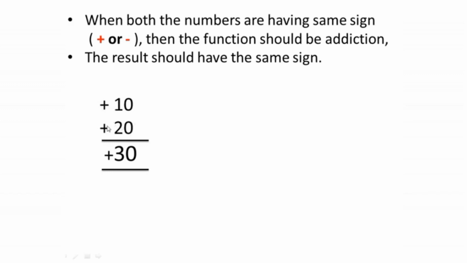Look at here. Here I have taken a small example. Plus 10 plus 20. So both are plus. We need to do addition. So plus 10 plus 20. The answer is plus 30. Here the first number is plus, the second number is plus. Both we are doing addition, and the third number is plus. That is, the resulting number is plus. So it is plus 30.